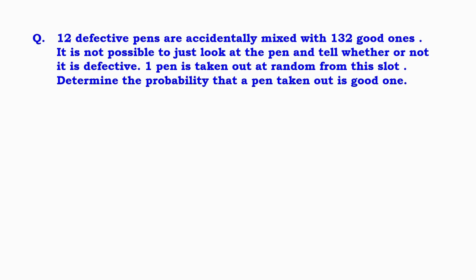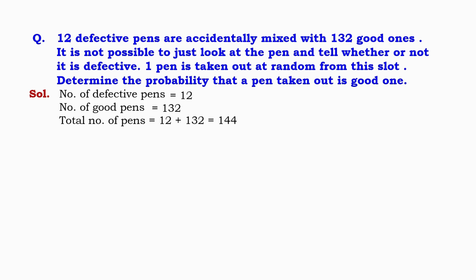Okay, so now let us take a look at how we are going to solve this. In this question, what is given? There are 12 defective pens which are mixed with 132 good ones. Without checking, just by looking at the pen, we can't tell which one is defective and which one is not. So one pen is taken out at random from this. We need to find the probability of getting a pen that is a good one. So now the number of defective pens here is 12 and the number of good pens is 132. When they are mixed together, the total number of pens will be 12 plus 132, that is 144.